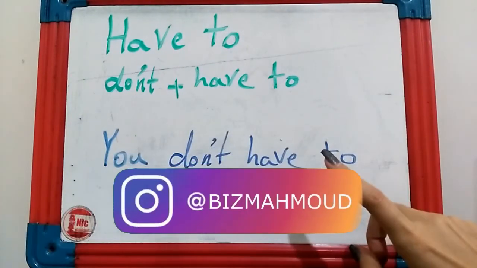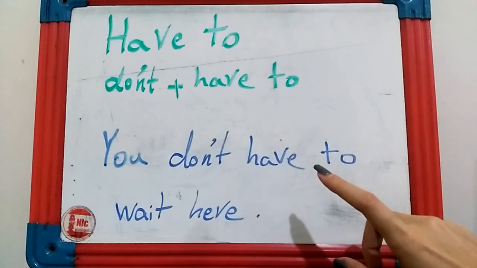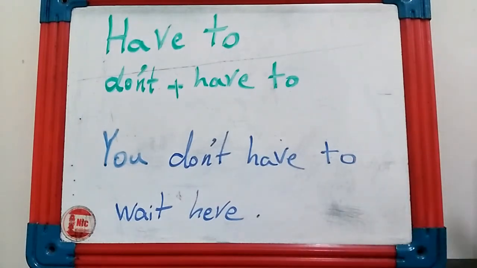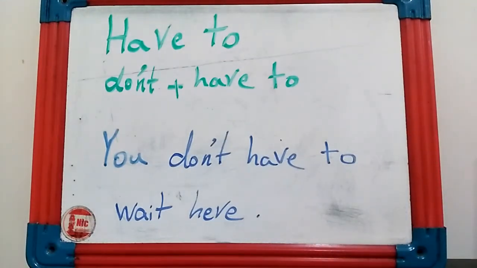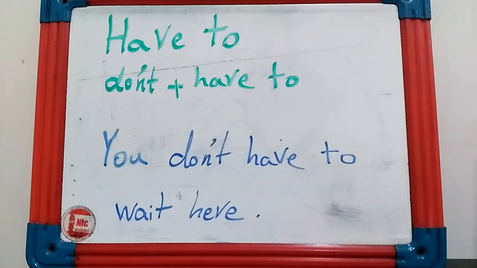Okay, now look at the example. We use don't have to when there is no obligation. وقتی هیچ اجباری در کار نیست. You can do something but you don't need to do it. Not necessary. وقتی کاری رو میتونید انجام بدید و مجبور نیستید به کاری. اجباری نیستش. Not necessary. Okay, look at the example that I wrote for you here. You don't have to wait here. مجبور نیستی اینجا منتظر بمونی. مجبور نیستی اینجا منتظر باشی.